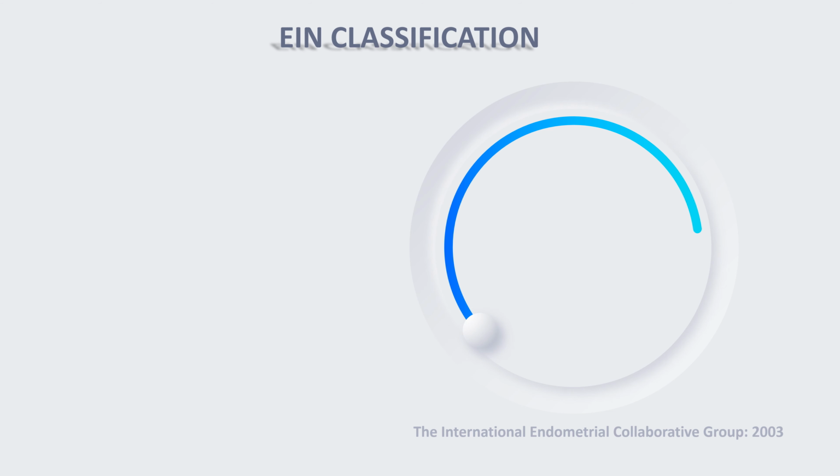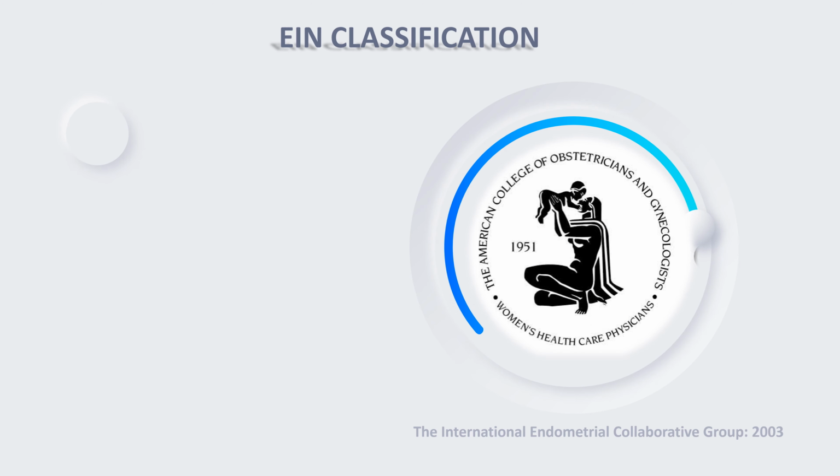As we mentioned before, there are two schemas for classification of endometrial hyperplasia: the World Health Organization schema 1994 revised in 2014, and the second schema, called the EIN classification. The EIN classification is the endometrial intraepithelial neoplasia diagnostic schema developed by the International Endometrial Collaborative Group in 2003 and adopted by the American College of Obstetricians and Gynecologists.